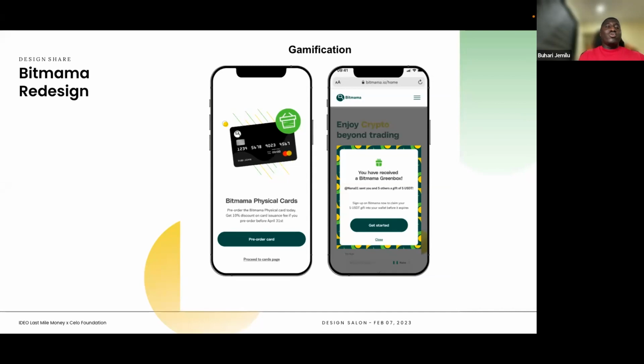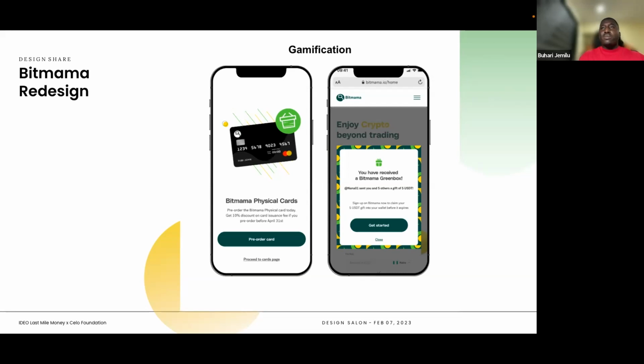We don't want you to just come on the platform, do one thing and run away. We always want you to come back and do so many things. And when I say so many things, we have so many features we keep rolling out. We just rolled out something called Greenbox, which is more of a rewarding system. Currently, we have influencers and celebrities using the Greenbox to gift their followers.